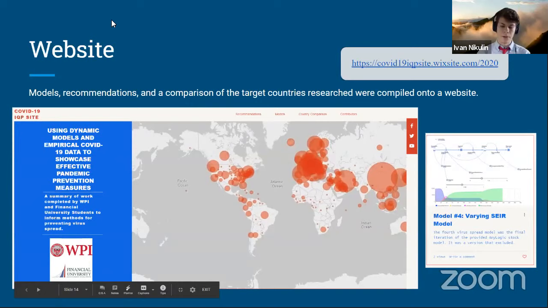So our team used multiple different approaches to view the problem, and we decided to compile all of our work on a website. There's a model section where you can see all the different models we went through, as well as the recommendation section with the recommendations that we developed, and the country comparison section where you can see all the different statistics on the countries we viewed.